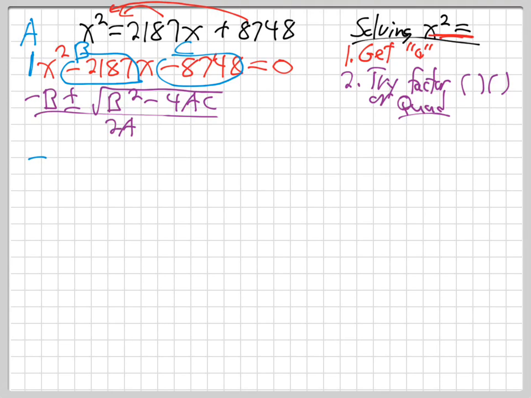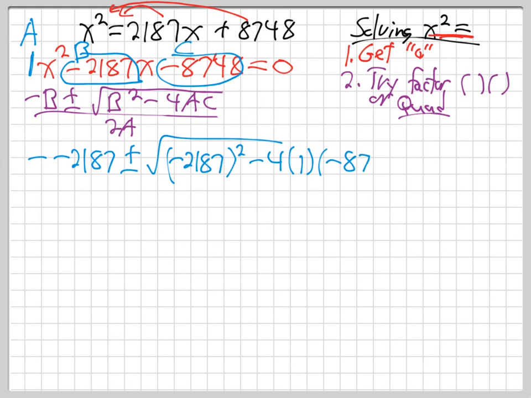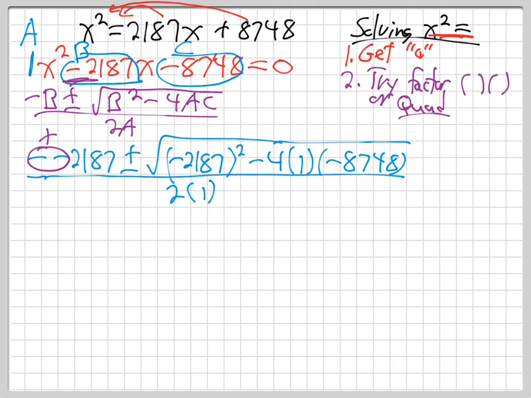So negative b, negative 2187, that's going to become positive, right? Plus or minus the square root of b squared, negative 2187 squared, minus 4 times a times c, negative 8748, all over 2 times a. Whew, what a mess. So let's keep going here. So 2 negatives here make positive, right? Negative b, and b was itself also negative, so that's positive now. Positive 2187 plus or minus the square root.